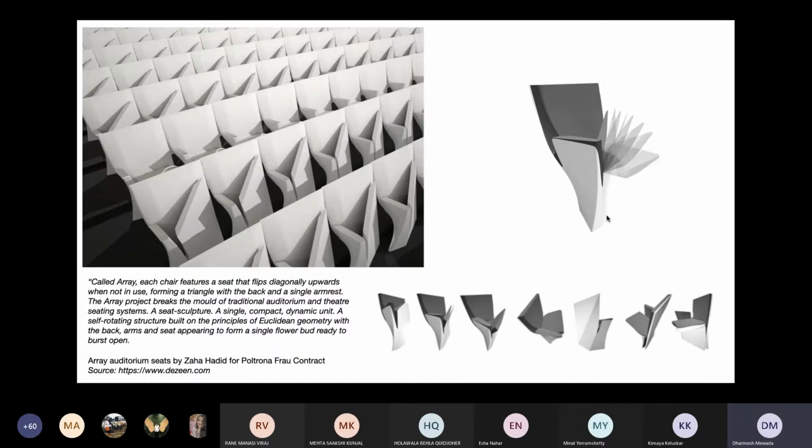So the mechanism itself has been designed such that the backrest stays, one of the armrests stays, but only one of the armrests, which is the actual seat of the chair, folds and tilts in such a way that it mimics the look of a flower bud opening and contracting. So this has been put on purpose to say how much furniture means.